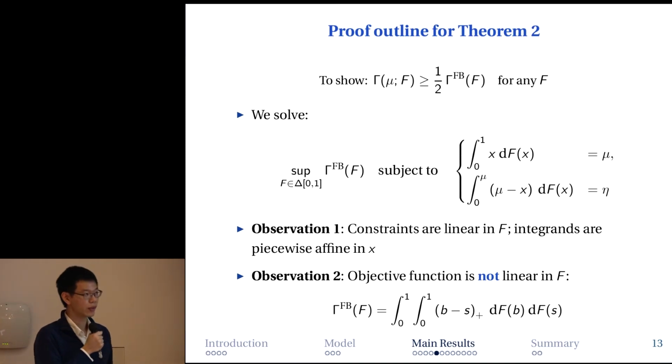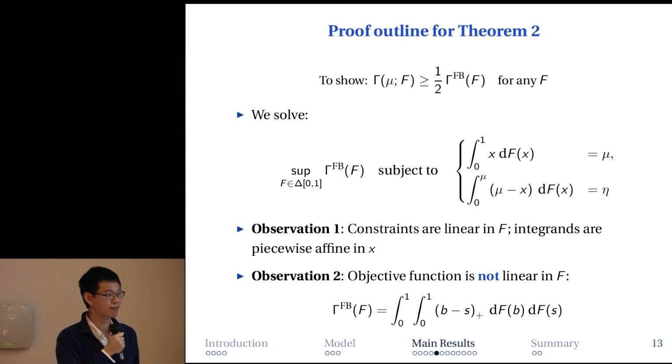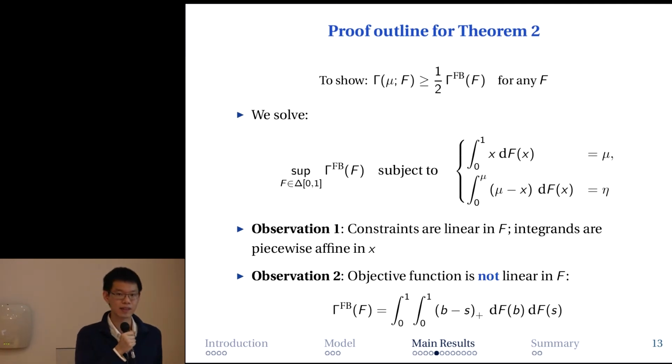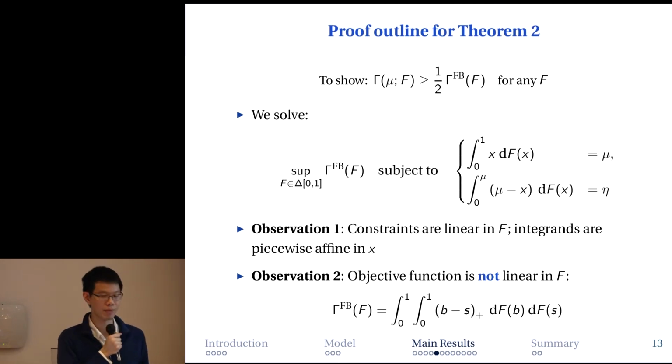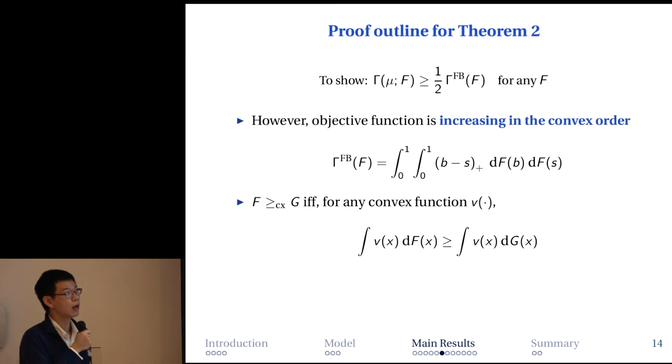However, we also note that the objective function is not linear in F. In particular, we can write this out explicitly as a double integral and verify that it is in fact bilinear in F and not linear in F. And so the standard tools of mechanism design motivated by linear programming do not apply here. Right, so what must we do?